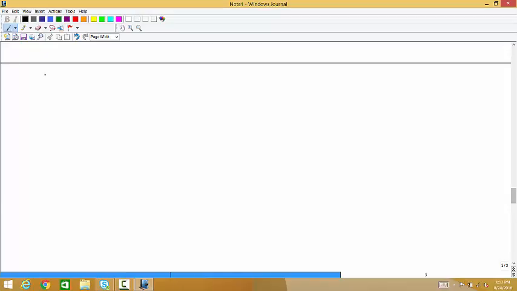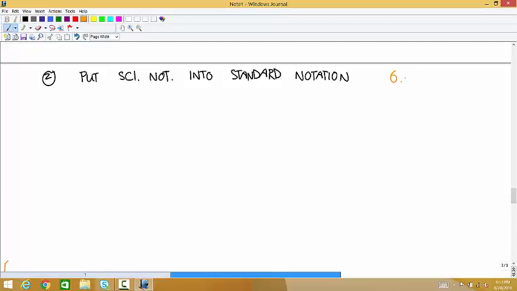Okay, so then the second thing that you'll have to do is put a number in scientific notation into standard notation. And the example I'm going to use is 6.52 times 10 to the minus 4. So we're going to take that number and express it in standard notation.